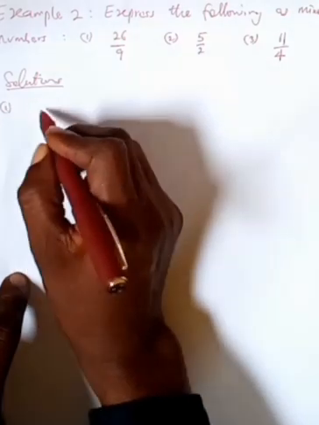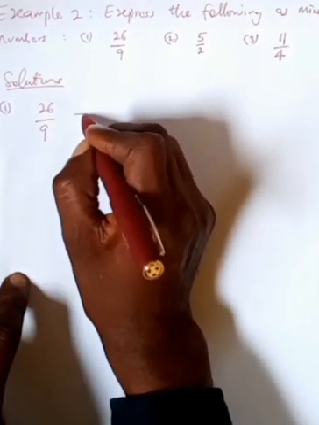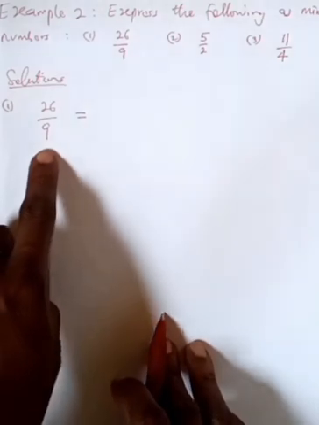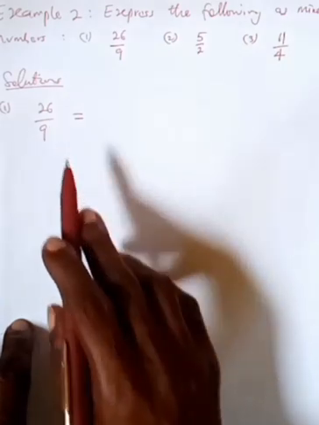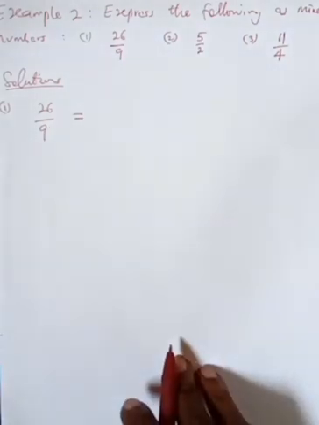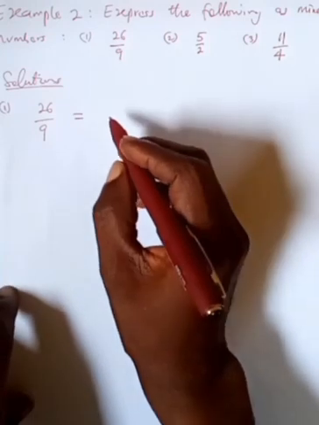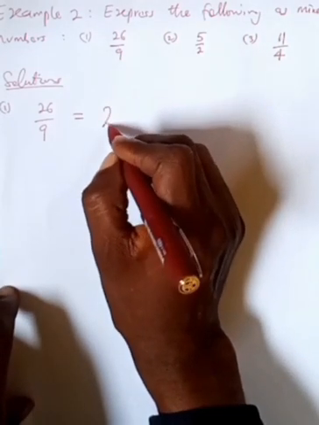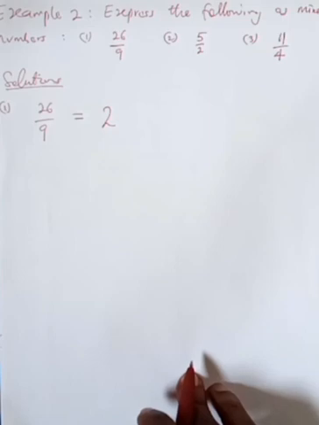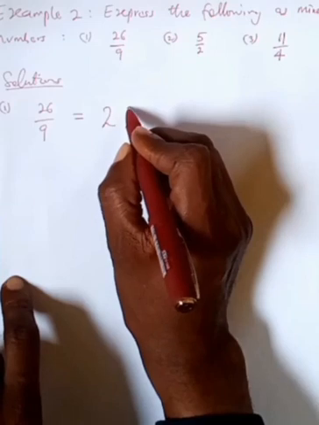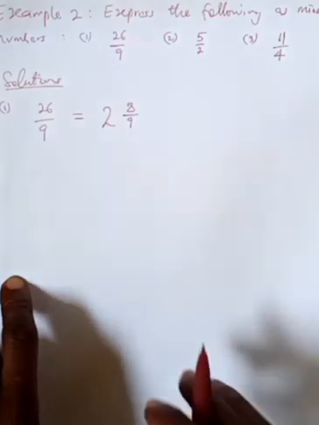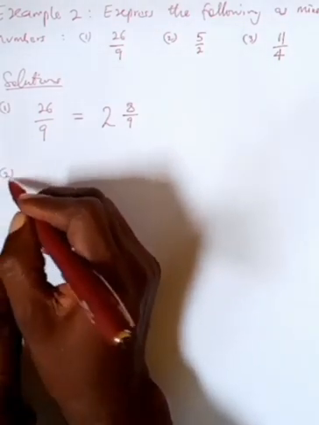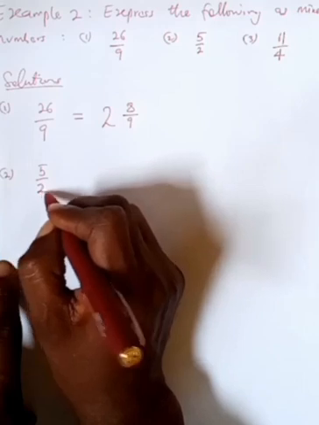In number 1, I have 26/9. So doing this means I will have to interpret what I have here. 26/9 means how many 9s can we get in 26? And we can see that is 2 nines, with the remainder of 8. So the remainder will be written as the numerator, then everything over 9.